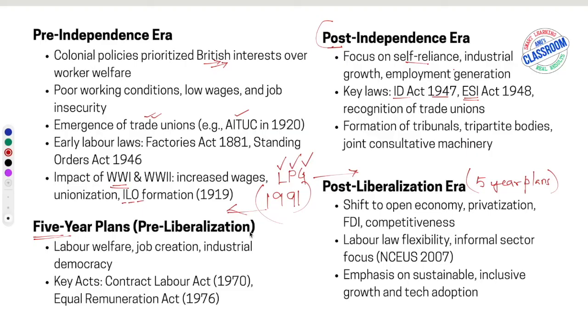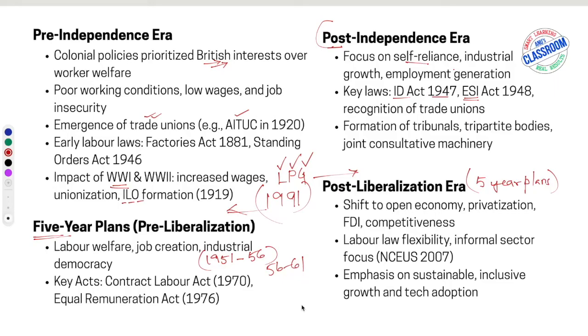So these plans focused on welfare as well as industrial growth. The first 5 year plan, 1951 to 56, was when it was enforced. It focused on agriculture and infrastructure, but it had also laid the groundwork for labor laws, minimum wages, and improving working conditions. Then from 56 to 61 was the second 5 year plan.